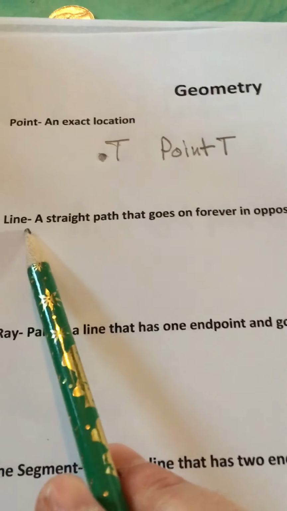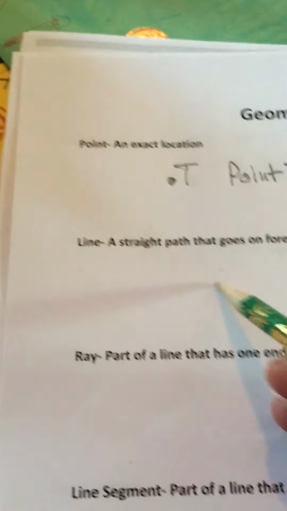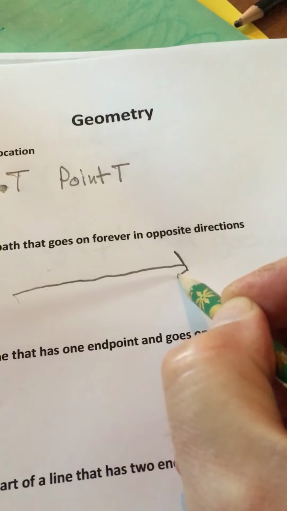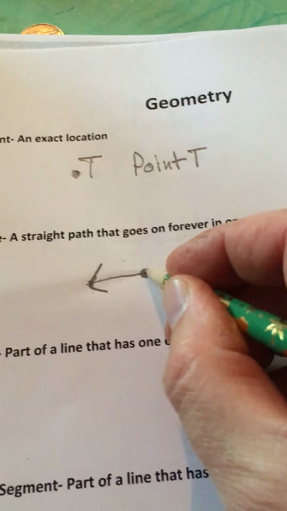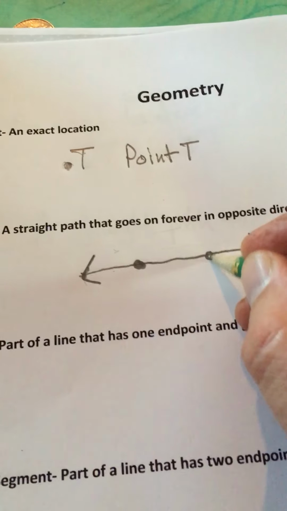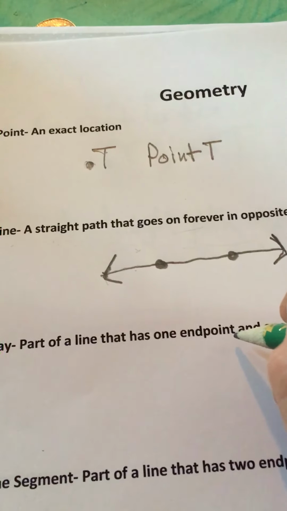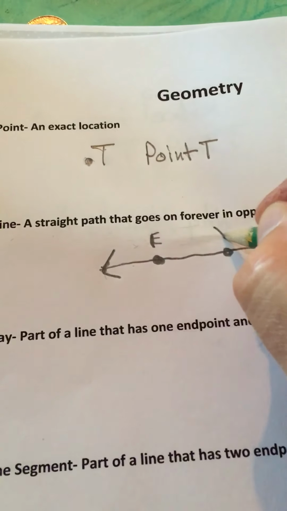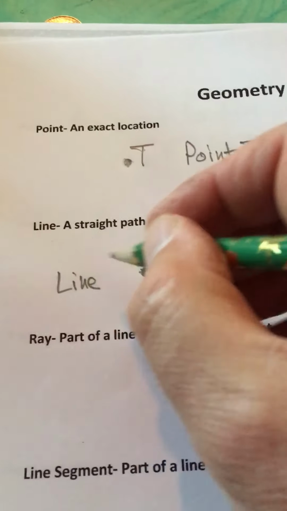All right, the next one is a line. And a line is a straight path that goes on forever in opposite directions. All right, let me draw this. And you put arrows at the end to indicate that it goes on. Okay? And you put a point here. You put a point here. And we'll name this after Emma. This is point E. And this is point Y. So this would be line EY.